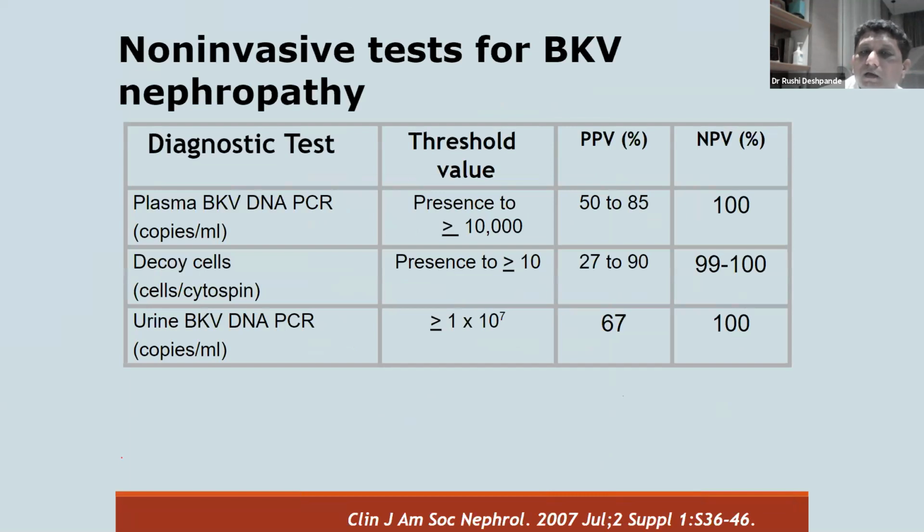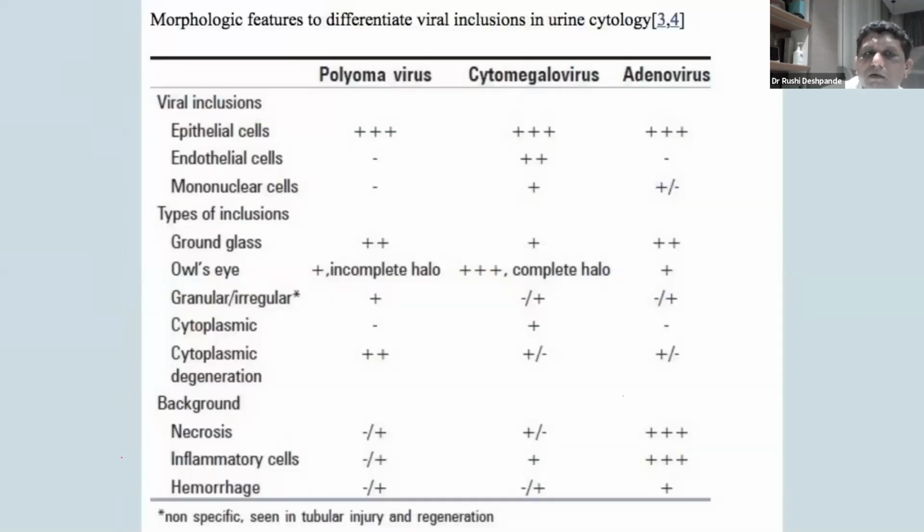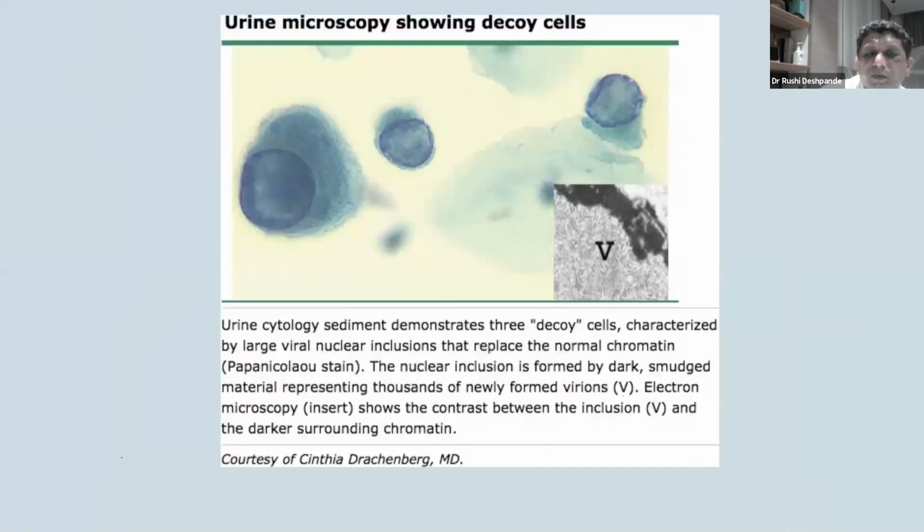Plasma BKV DNA more than 10,000 has a positive predictive value of 50 to 85%. Decoy cells have a very good negative predictive value, but the positive predictive value is not so good. Urine BKV PCR, again, this is for presence of BKV in the urine. Does the patient always have nephropathy? 2 out of 3 times he has, 1 out of 3 times he does not. This is how the decoy cells look in the urine: a large nucleus with a single large basophilic intranuclear inclusion. That is a decoy cell. These are the important viruses post-transplant that we spoke about.